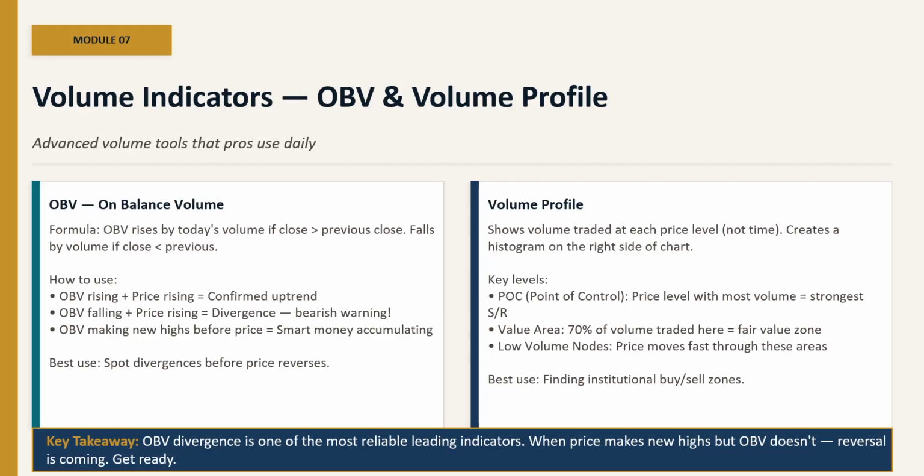Volume profile shows how much volume traded at each price level, not just over time. The point of control, or POC, is the price level with the most volume. This level acts as a powerful magnet. If price moves far from the POC, it tends to return. Low volume nodes are areas where prices moved quickly with little trading. These are price vacuum zones where moves can be very fast.